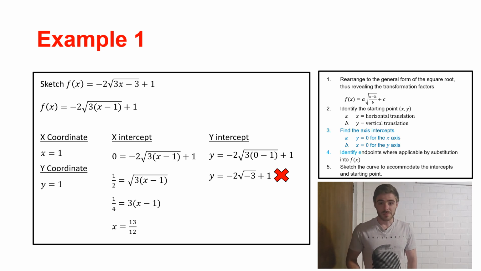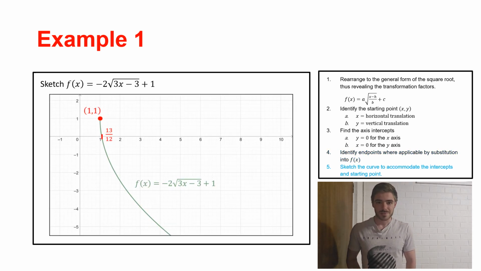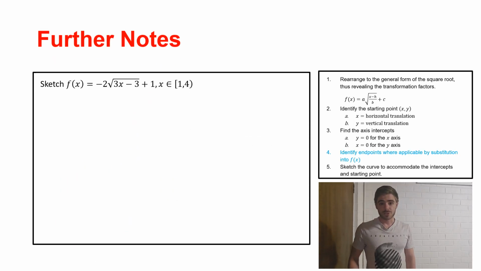The next step would normally be to find the endpoints of your graph. In this case, there is no restriction on our domain, so we're not going to do this step. Now that we have all of our key features, we're just going to sketch the graph with all those key features. If there is a restriction on the domain, then you do need to find the endpoints.